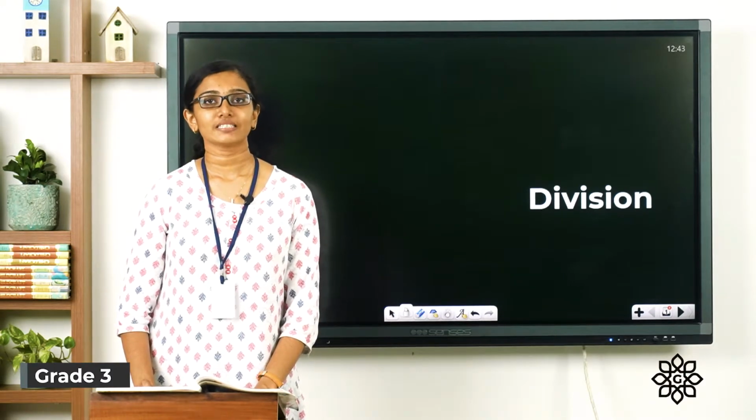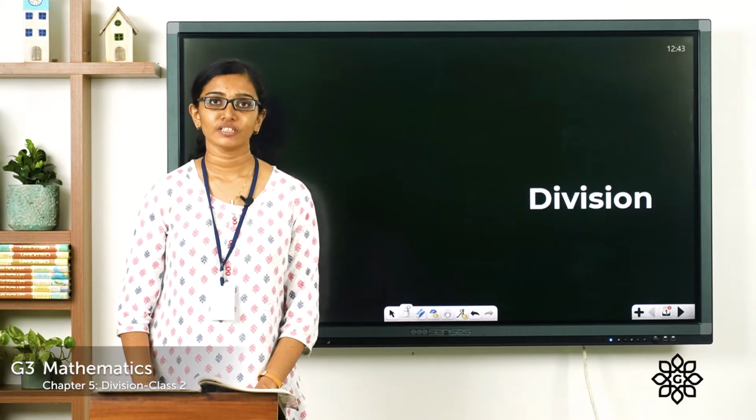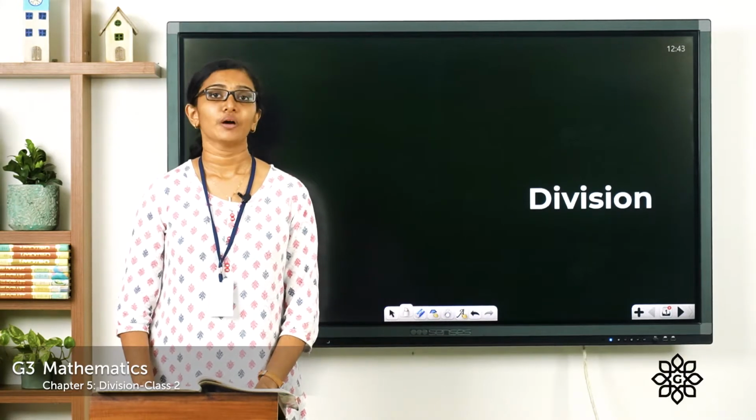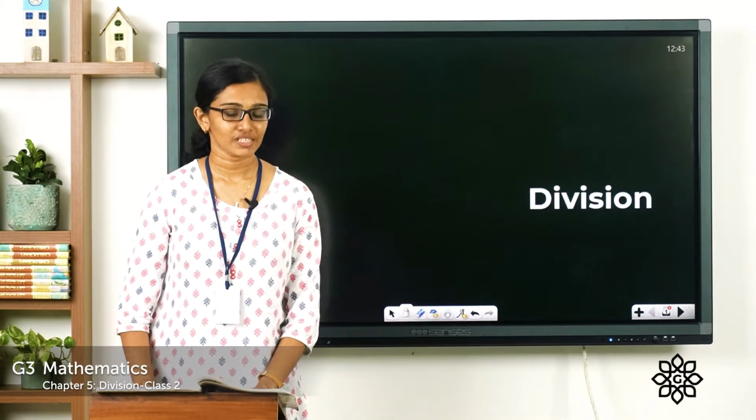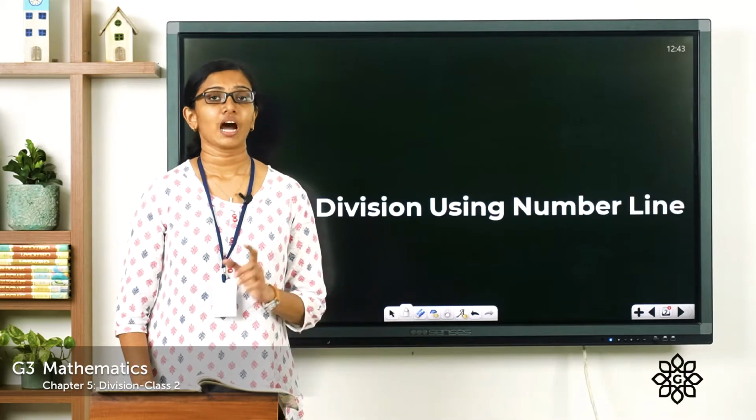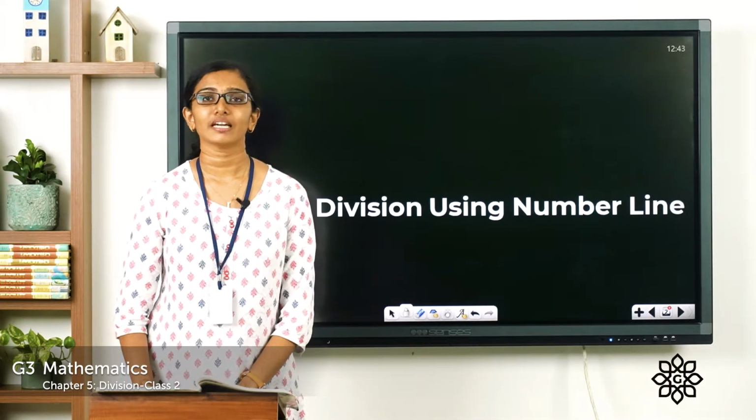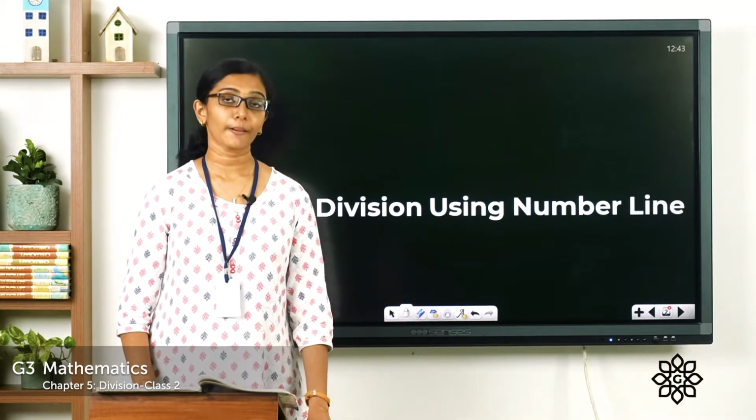So we have already started the chapter 5 division. So today we'll see some more cases with division. So let's see how we can divide numbers using number line today. So what is a number line?